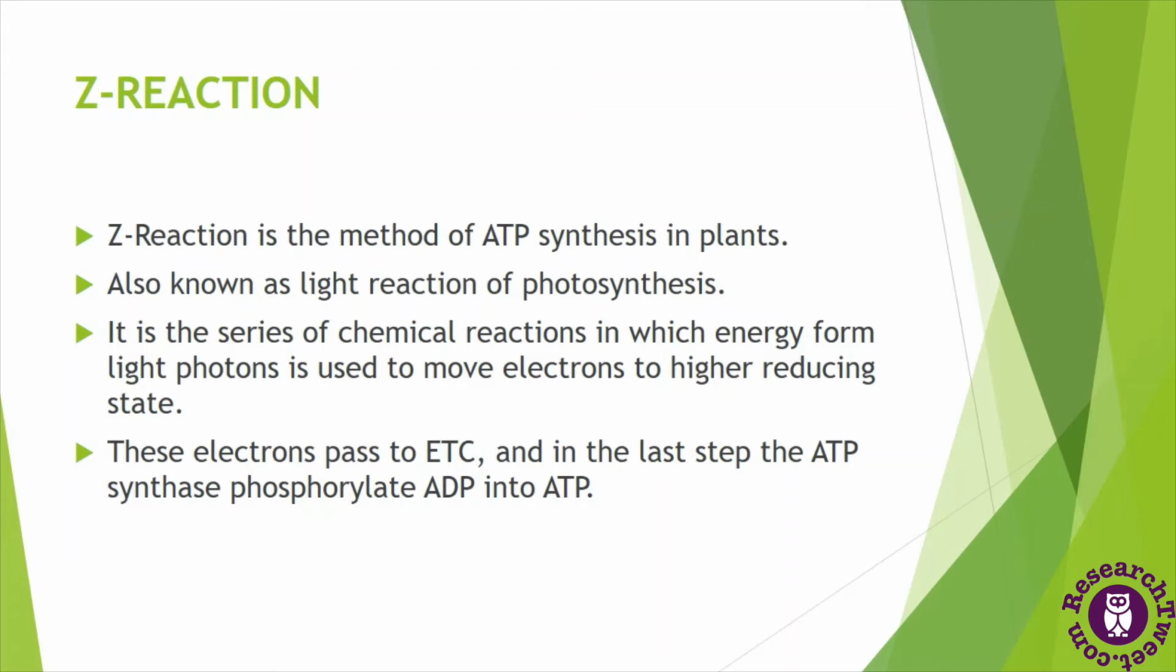Now the ATP synthase is present in the thylakoid lumen. These protons move and liberate energy, and this energy is used to phosphorylate ADP into ATP by the enzyme ATP synthase. So this is the process of the Z reaction by which ATP synthesis takes place in the case of plants.